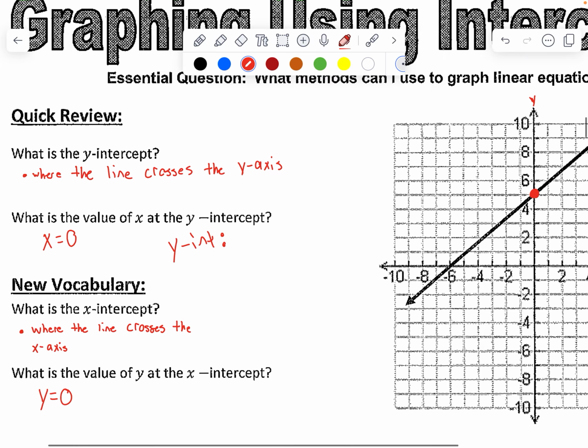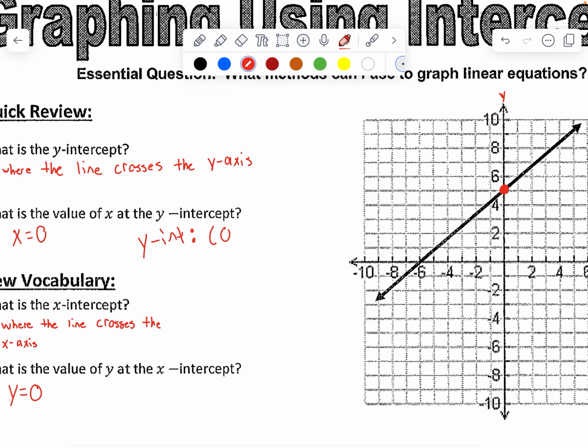So the y-intercept on this problem would be at 0, 5. Or you could say b equals 5 as well. Remember from last lesson, b represents the y-intercept. So that is where the y-intercept would be on this graph.